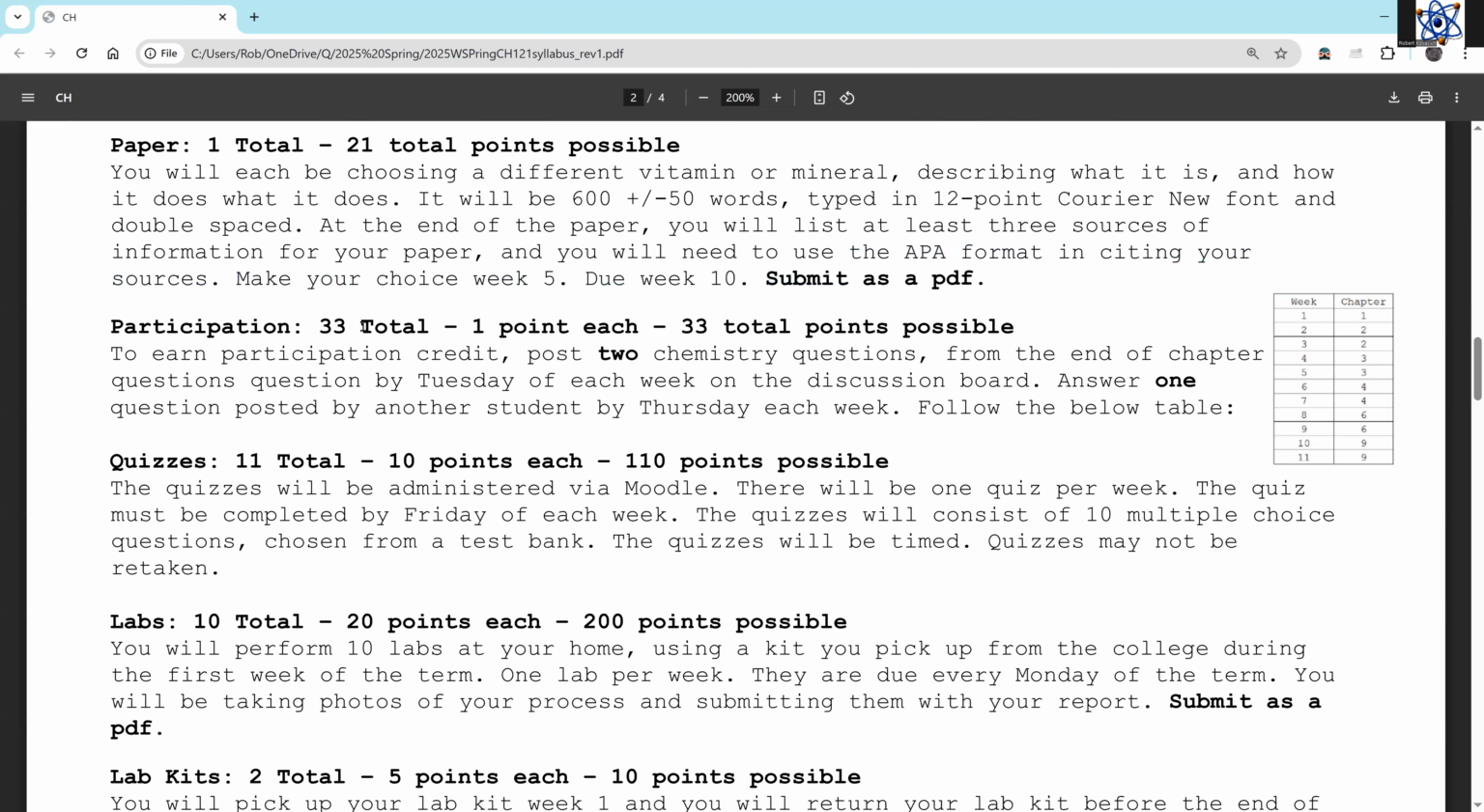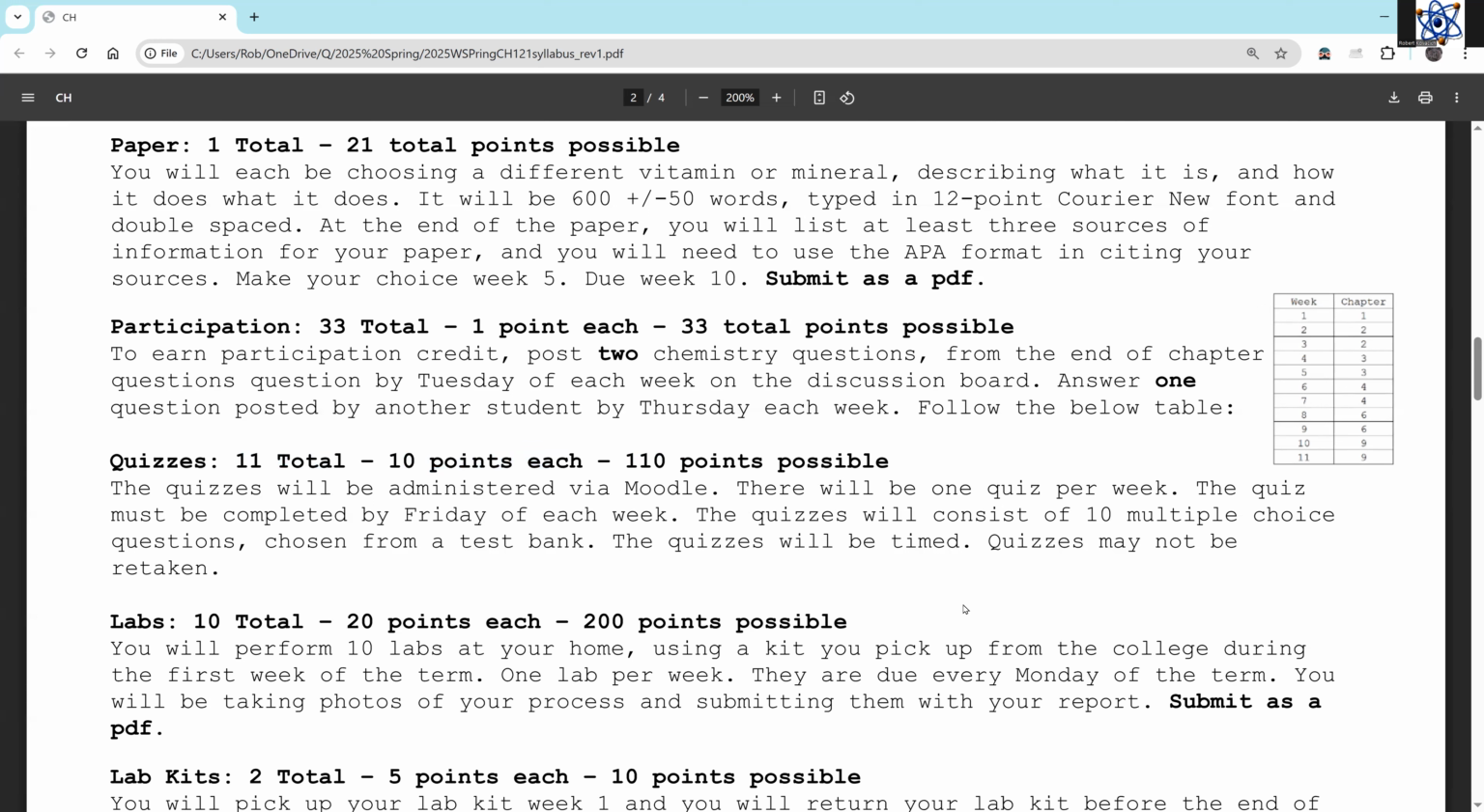The participation stuff, this is where you're going to be asking. You're going to grab a question out of the back of the textbook, each chapter. And for week 1, it'll be chapter 1, and week 2, it'll be chapter 2. And you can go for each week. These are the chapters that I'm looking for. And then you're going to post 2 questions from those questions out of the back of the book, and then you're going to answer somebody else's question. So you'll be able to interact with each other. There'll be 11 quizzes. The quizzes are 10 points apiece, so 110 possible.